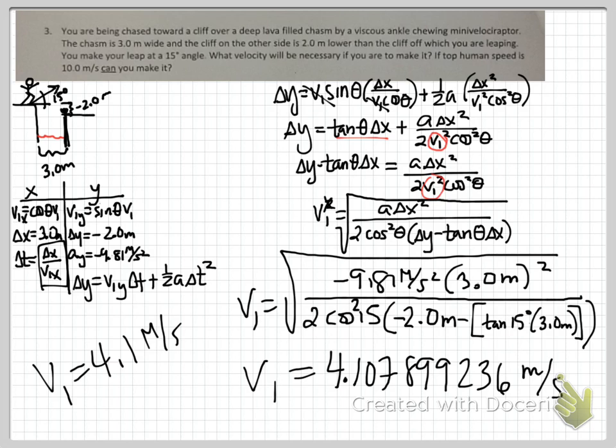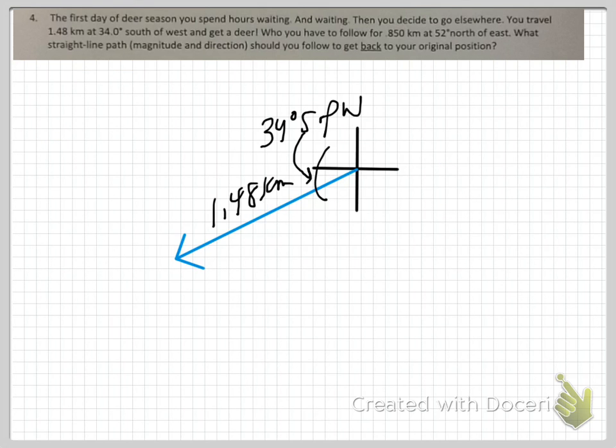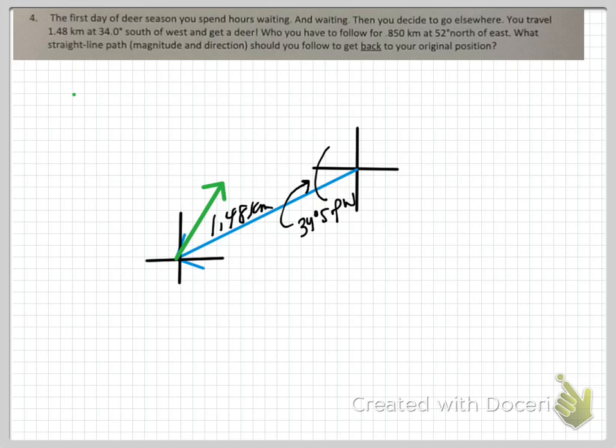Moving on to number 4. Okay, we're told that the first day of deer season, you've traveled 1.48 kilometers at 34 degrees south of west when you get a deer. You then have to follow that deer for 0.85 kilometers at 52 north of east. So the angle is in here. Ooh, this is a tough one.